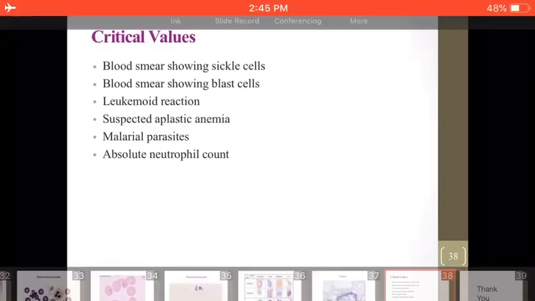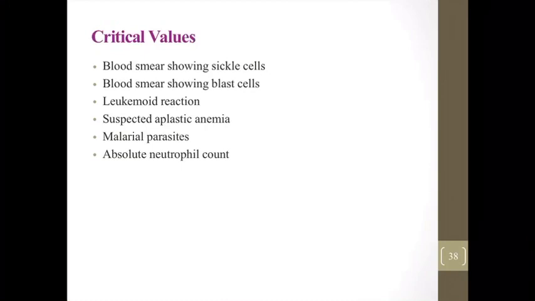And after all this we have to report whether any abnormality is present or not. If normal, nothing more is needed. But if we find any abnormal things, like a critical value, such as a smear showing sickle shape, blast cells, any case of leukemoid reaction, suspected aplastic anemia, malarial parasite, or absolute neutrophil count increased or decreased, we have to advise, and we have to write in the conclusion for the same.